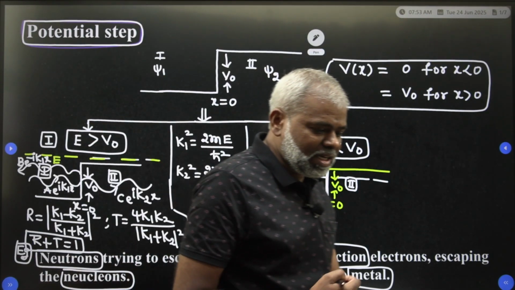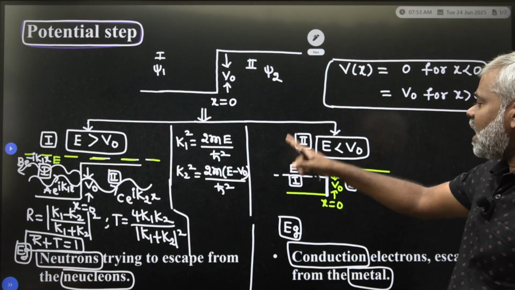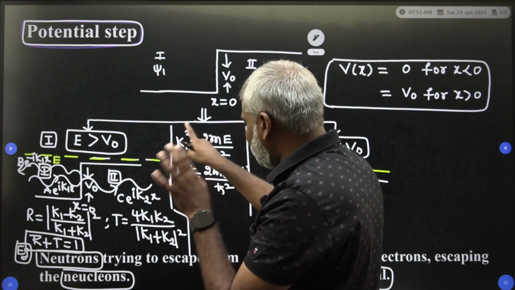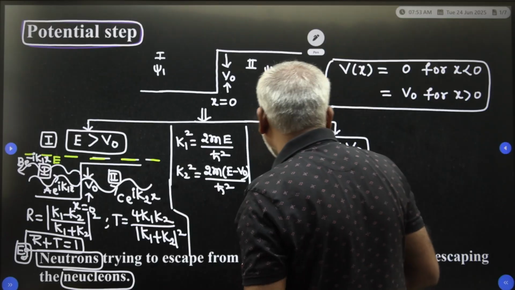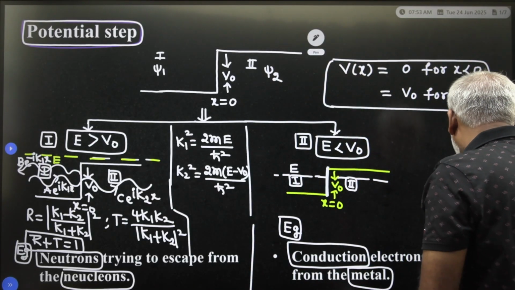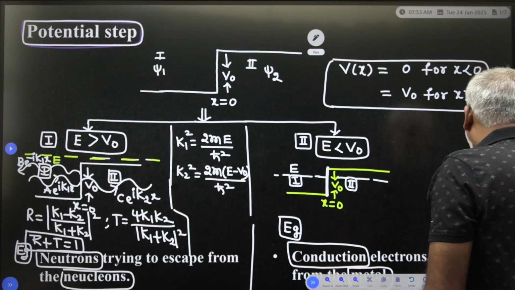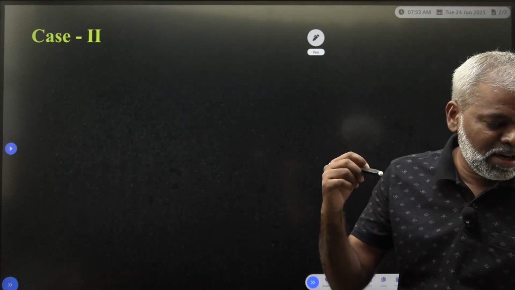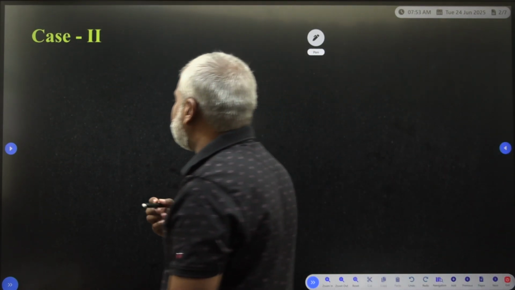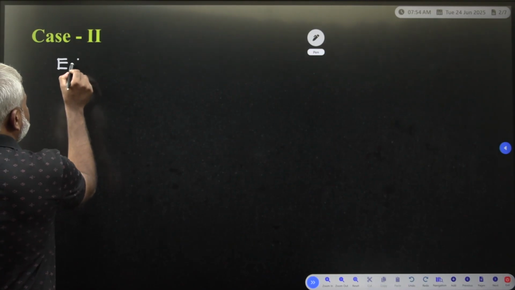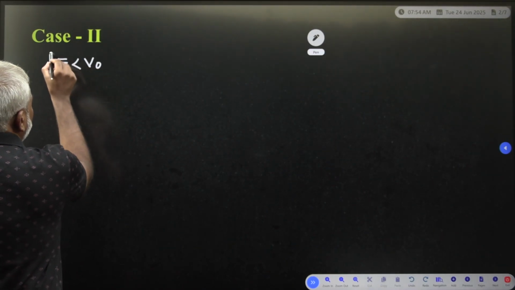In the previous class we discussed E greater than V naught, so that is why I am giving the bullets of E greater than V naught. Now, we have to discuss in detail E less than V naught. Our condition of the case is E less than V naught.